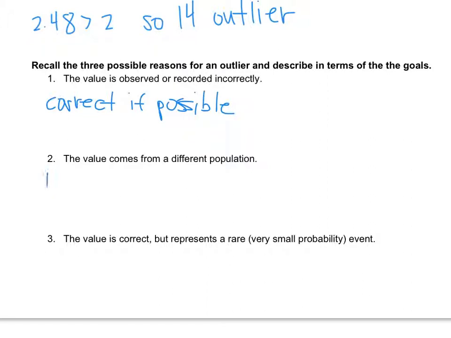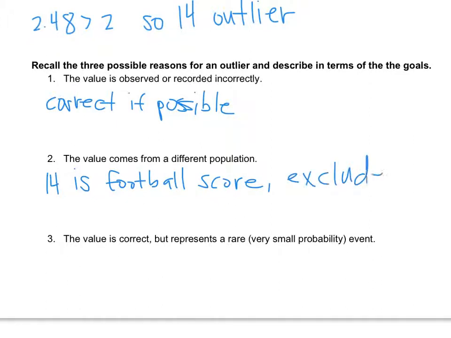Okay, now what about if the value comes from a different population? Could be that 14 is actually a football score, an American football score. And if that's the case, then it's coming from a different population and we don't want to include it. All right, so exclude. And it would make more sense. 14 would probably not be an outlier for a football score.